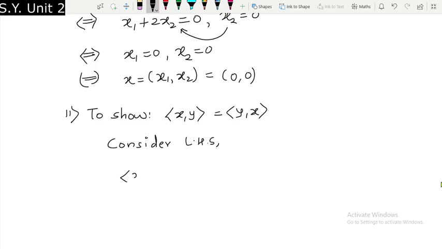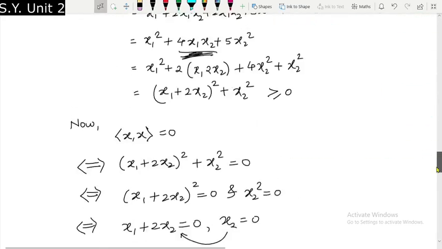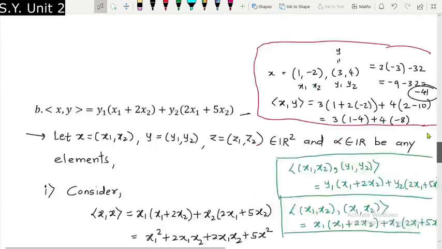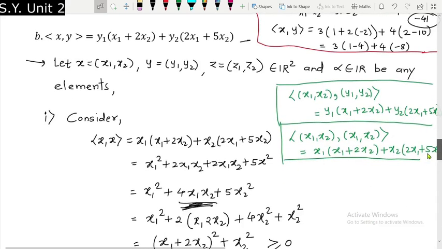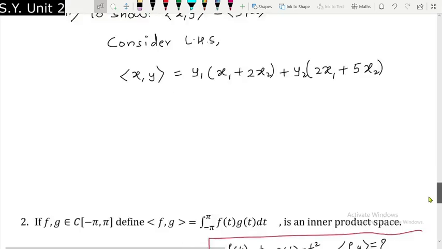So my LHS is the inner product of x with y, which is equal to y1 inside the bracket x1 plus twice x2, plus y2 inside the bracket twice x1 plus 5 times x2. Let me check. So y1 (x1 plus twice x2) plus y2 (twice x1 plus 5 times x2). Okay, that seems to be right.